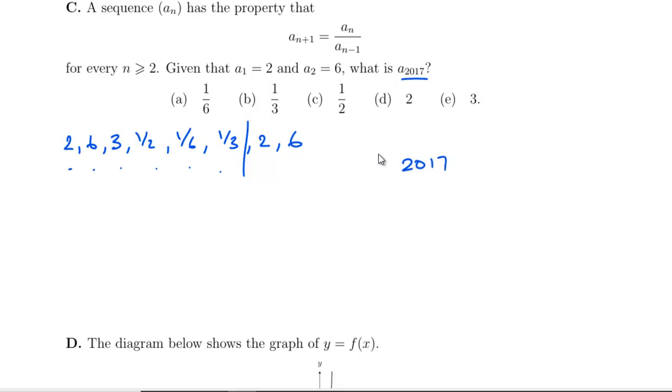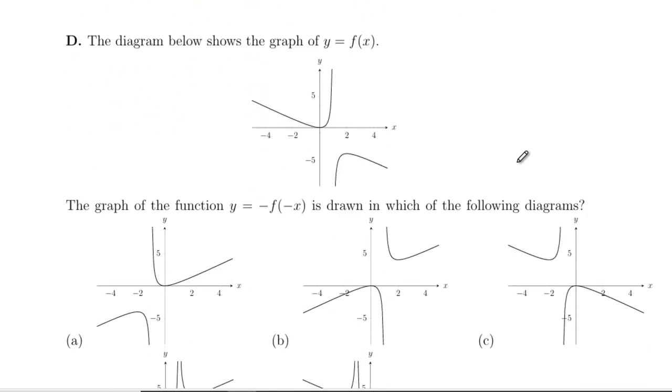So 2017, divide that by 6. So that's going to give us 3, and then 3, and that's left remainder 3, and then 6, and then remainder 1. So that's what we've got left over. So we're going to be on the first one of the batch. So it's going to be 2, which is D. Okay, they haven't done much so far.